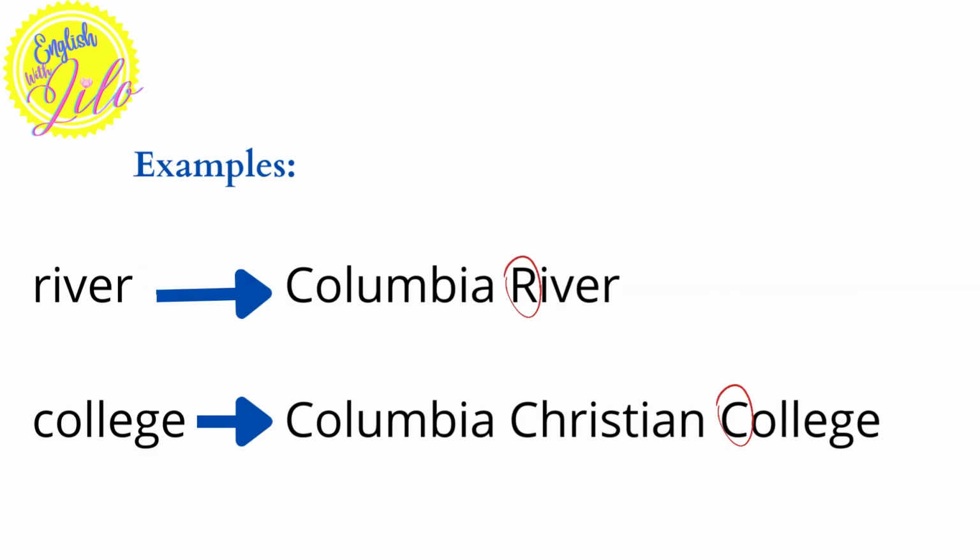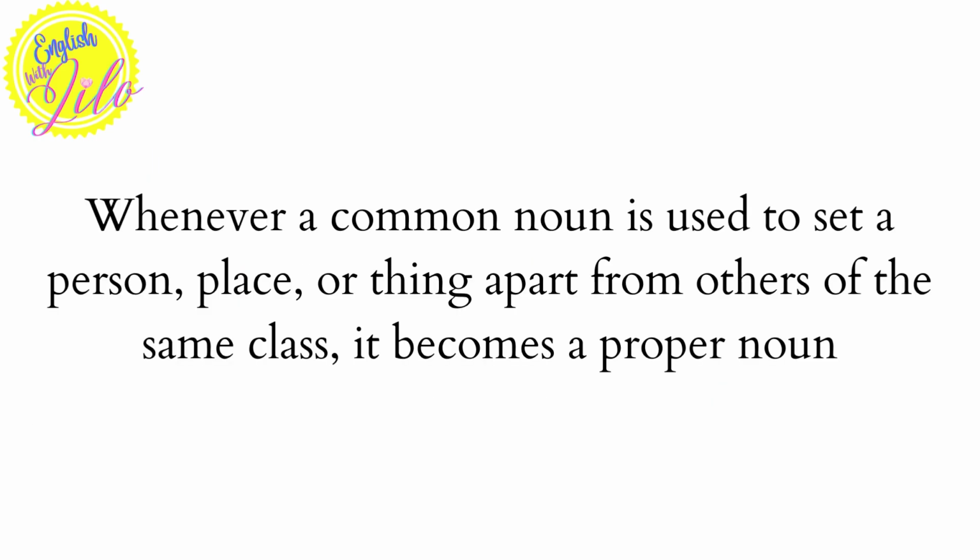The words river and college are common nouns, but when they are used to specify a certain river or college, they become proper nouns and are capitalized. Examples: Columbia River, Columbia Christian College. Whenever a common noun is used to set a person, place, or thing apart from others of the same class, it becomes a proper noun.